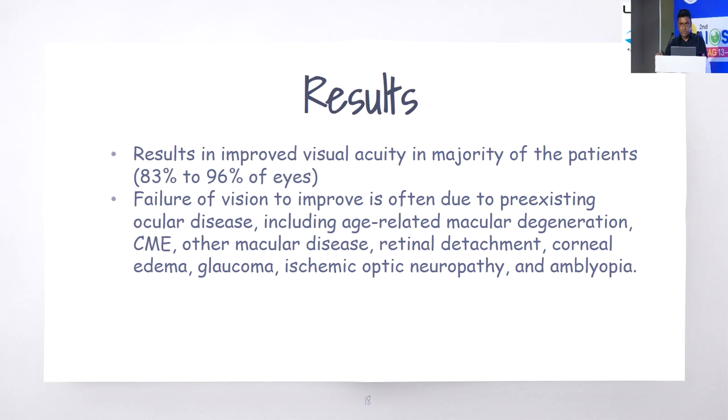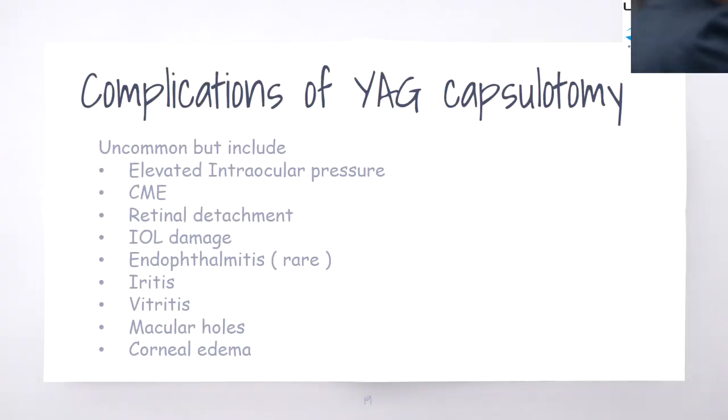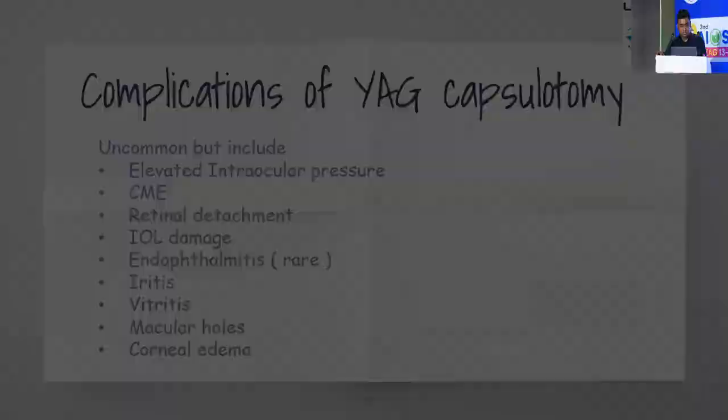Majority of the time, vision does improve in this sort of patient. If the vision doesn't improve, we need to look for other causes of why it's not improving. The complications are very rare, but as I mentioned, raised IOP, CME can be exaggerated, and in high myopic patients RD. Endophthalmitis is very rare, and with more energy, iritis can happen. Thank you.